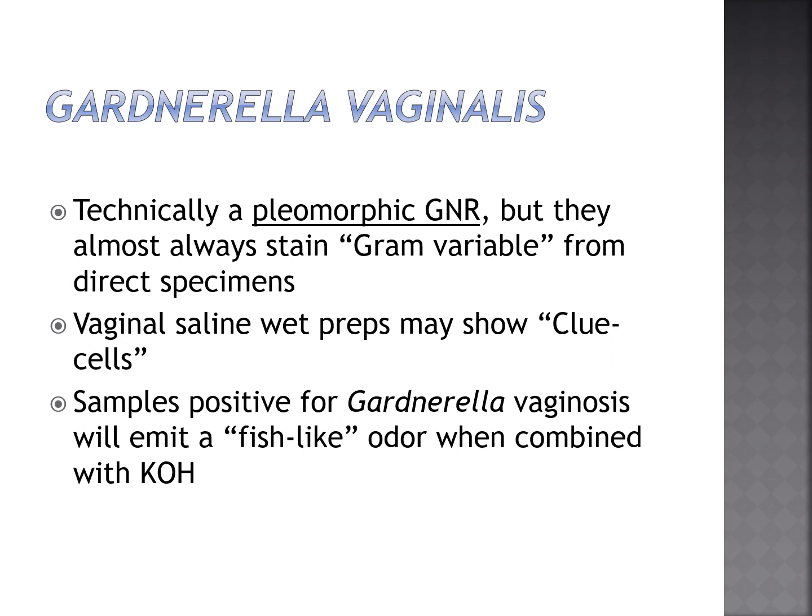You can find clue cells in vaginal saline wet preps, or you can find them on the gram stain. Samples that are positive for Gardnerella vaginalis will emit a fish-like odor when combined with potassium hydroxide. Here, a chemical reaction from amines of bacteria and anaerobic bacteria plus KOH indicates a fishy smell, and you can determine the smell by doing what's known as the whiff test.